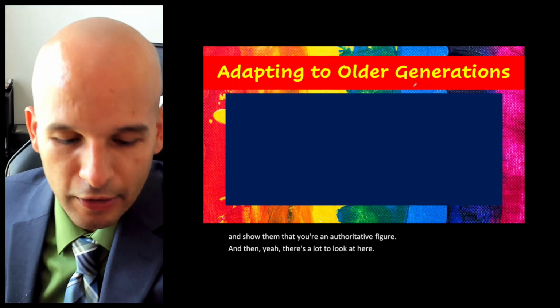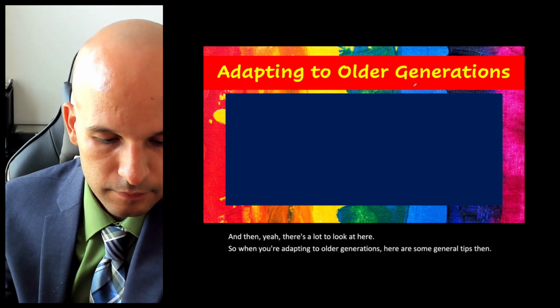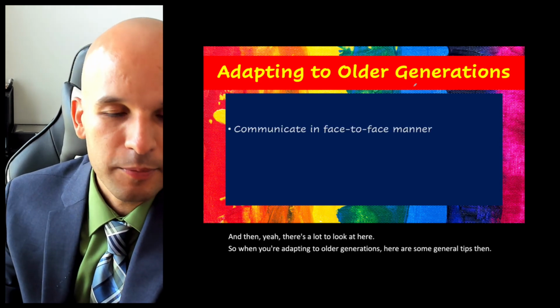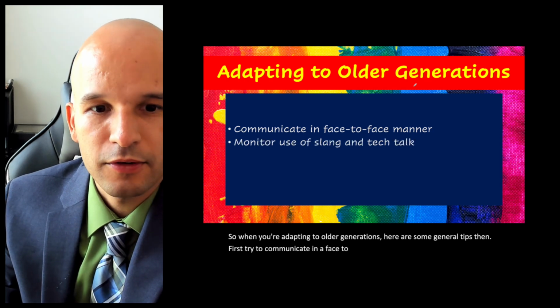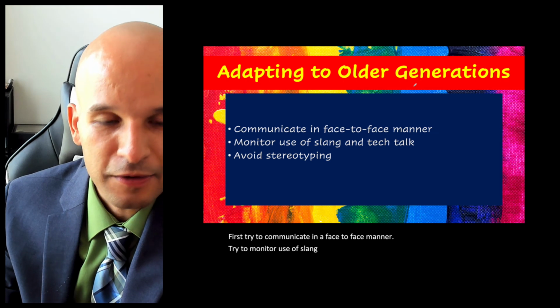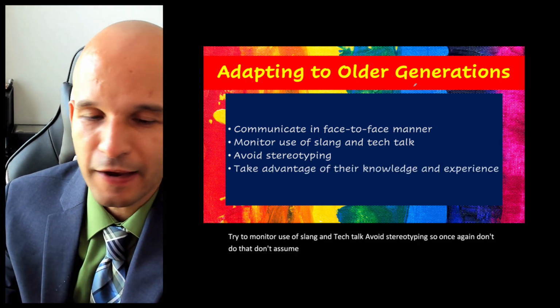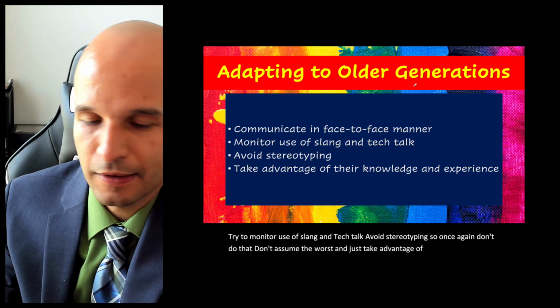So when you're adapting to older generations, here are some general tips then. First, try to communicate in a face-to-face manner. Try to monitor your use of slang and tech talk. Avoid stereotyping. So once again, don't do that. Don't assume the worst. And just take advantage of people's knowledge and experience.